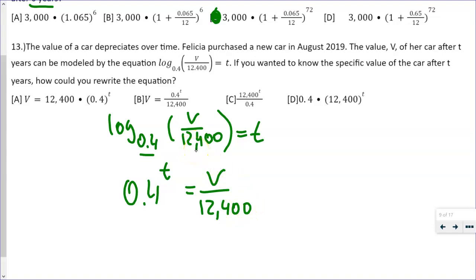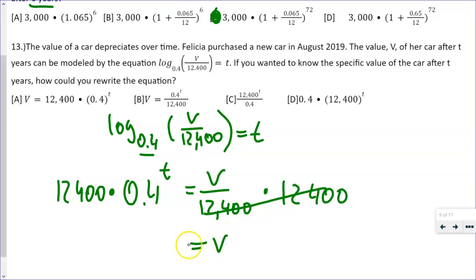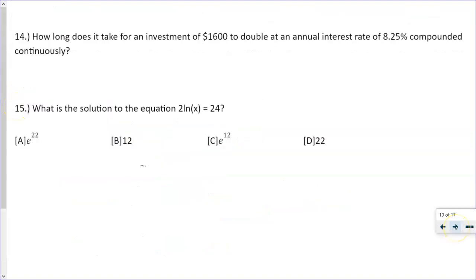Now, to solve for V, I've got to get rid of this fraction. So what am I going to do? I'm going to multiply both sides by 12,400, okay? These are going to cancel out. So V will equal 12,400 times 0.4 to the t. So that is answer A.